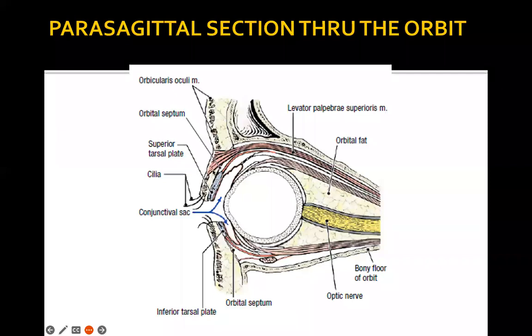Okay, so it's not directly related to an extraocular effect. Okay, but some way, somehow, it's attached to the eyelids. And so its effect can help elevate that portion.